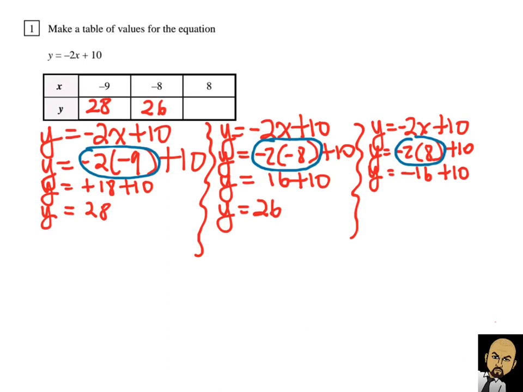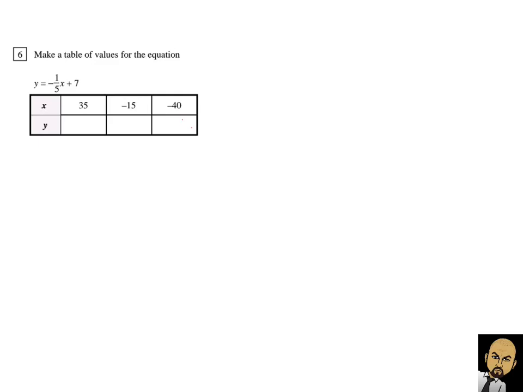In my class, we use war and peace. We box our terms, and we ask ourselves, are they at war or are they at peace? Well, they're at war. Negatives have more. How many more? 6. So we end up with y equals negative 6, and we have completed our table with the values of negative 9, 28, negative 8, 26, and 8, negative 6, which we end up graphing at a later date. Now sometimes we have fractions.